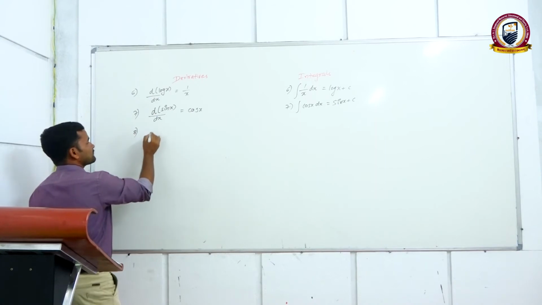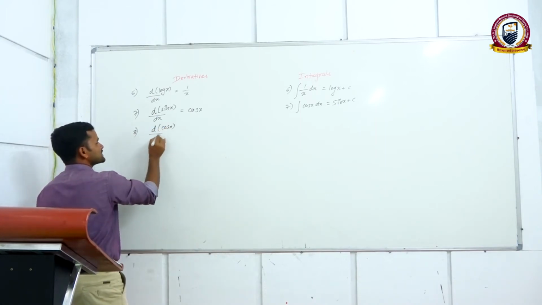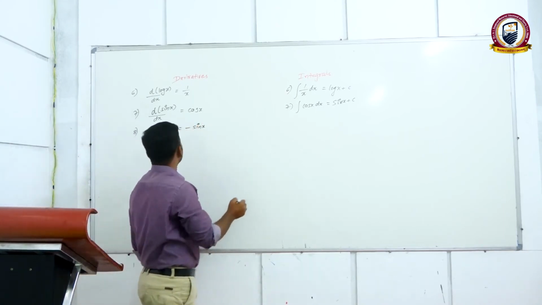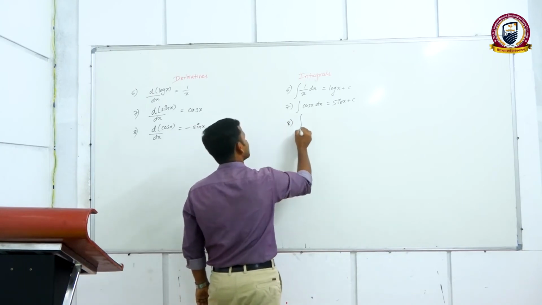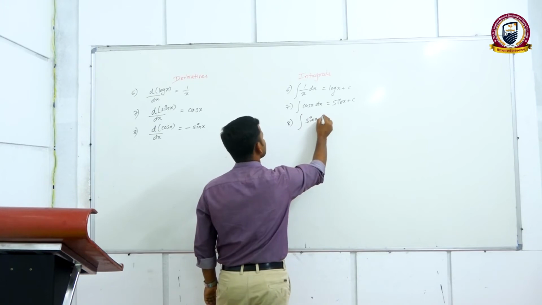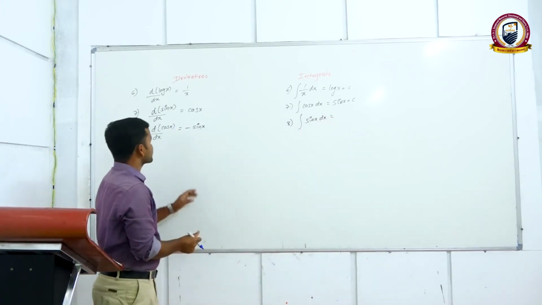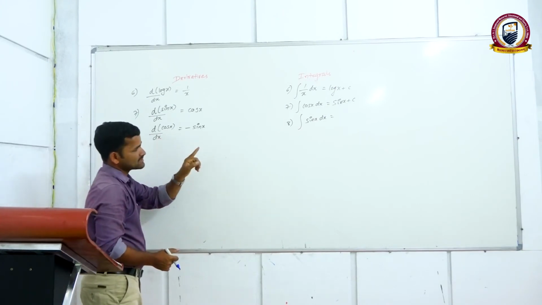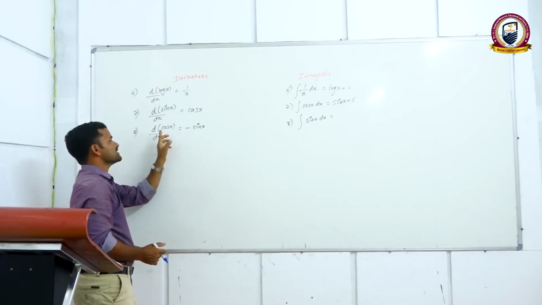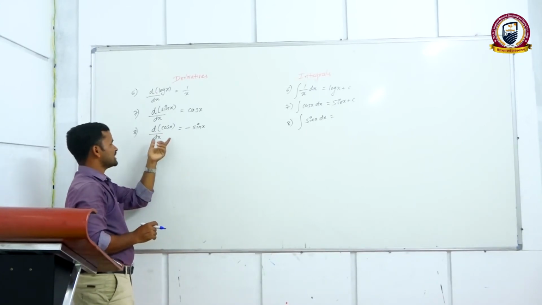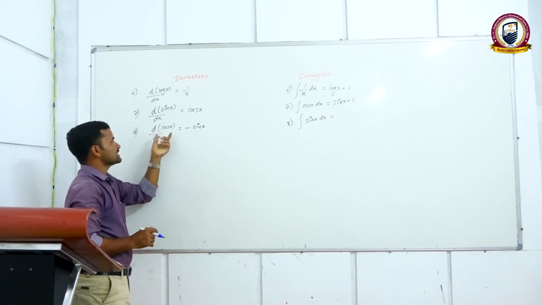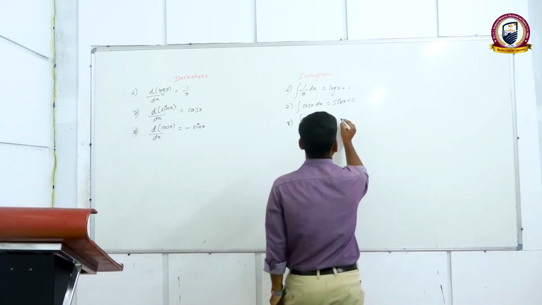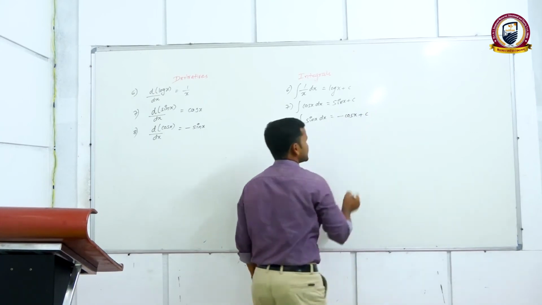Coming to the eighth one. What is the differentiation of cos x with respect to x? Differentiation of cos x with respect to x is minus sin x. Now, integration of sin x with respect to x is equal to... See here, differentiation of cos x is equal to minus sin x. Now integration of sin x is there. What happens? You multiply minus on both sides. This becomes differentiation of minus cos x. Differentiation of minus cos x is nothing but plus sin x. So integration of sin x is minus cos x plus c, you should write.